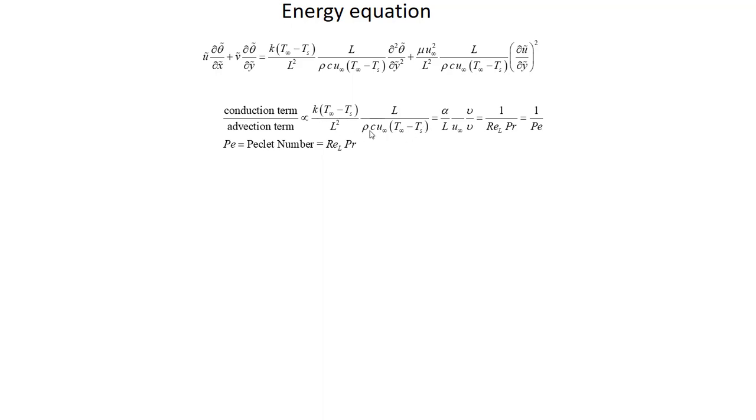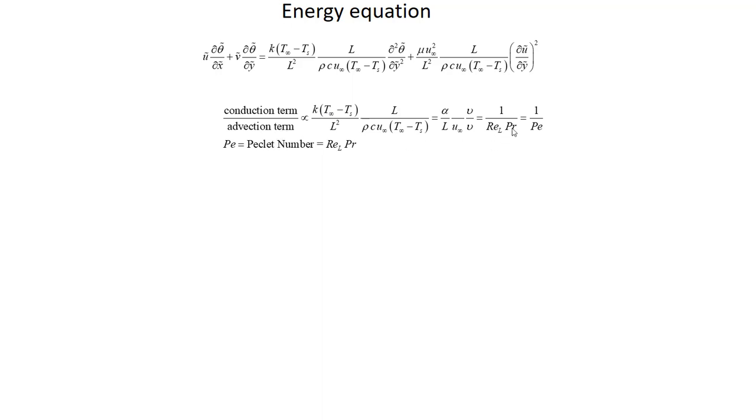K over rho C is alpha, right? So one of these L's cancels from the top and the bottom. If I rewrite this, I have alpha L over U infinity. I'm going to multiply it by kinematic viscosity and divide by kinematic viscosity. And I'm left with, right here, this is the Reynolds number, and right here, this is the Prandtl number. So 1 over the Reynolds number times the Prandtl number must be related to conduction over advection, right?